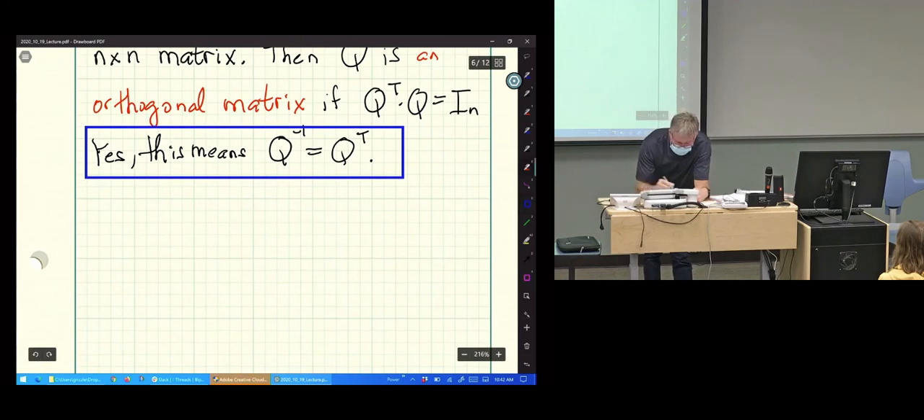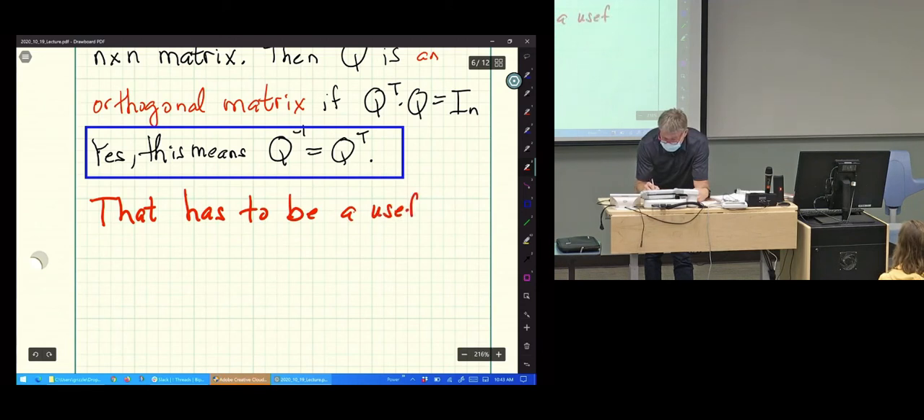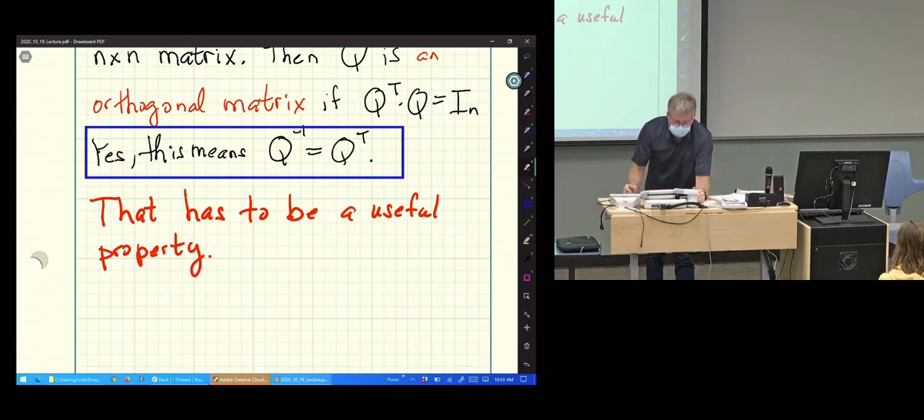I mean, there's no doubt. That has to be a useful property. Okay, give me QX equals B and I will solve it by X equals Q transpose times B. Done, okay? So that would be amazing, amazing, amazing, okay?